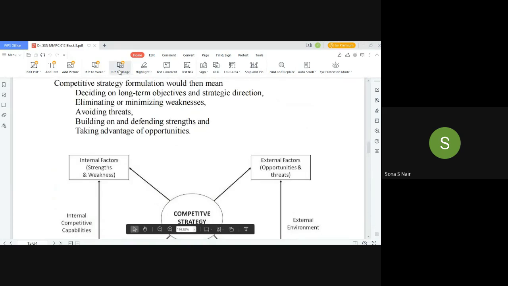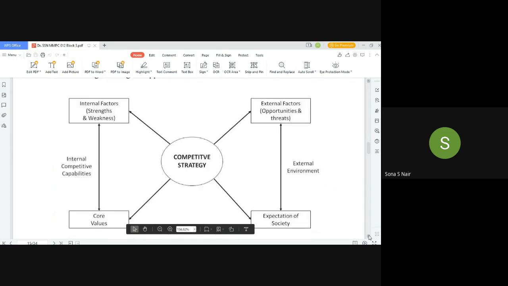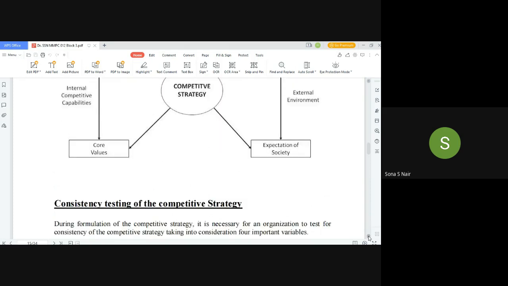So competitive strategy formulation would mean that we need to decide on long-term objectives and strategic direction. That's the first starting point. Eliminate or minimize weaknesses, avoid threats, build on and defend strengths, and take advantage of opportunities. So, in general, whatever discussions we've been having till now are about the competitive strategy of the organization. So, this is a pictorial depiction of what we need to do to fix the competitive strategy.